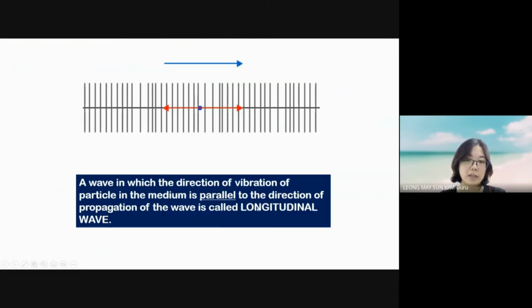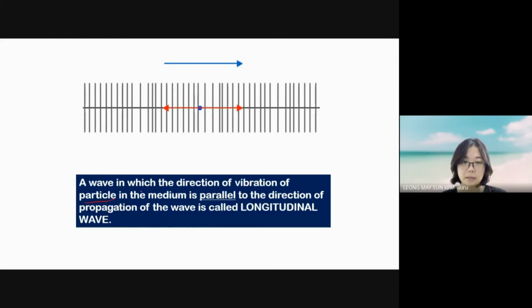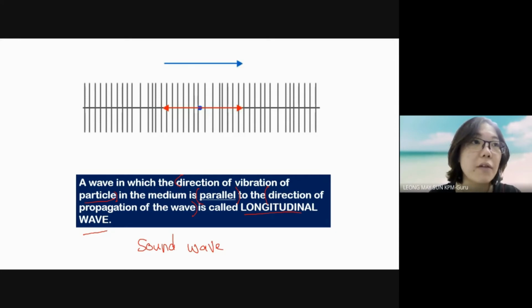Okay, so this is the definition of a longitudinal wave: a wave in which the direction of vibration of the particles in the medium is parallel to the direction of the propagation of the wave. So these three keywords must be in the definition of a longitudinal wave. An example of a longitudinal wave would be a sound wave. A sound wave is a very good example because it's a series of compressions and rarefactions.